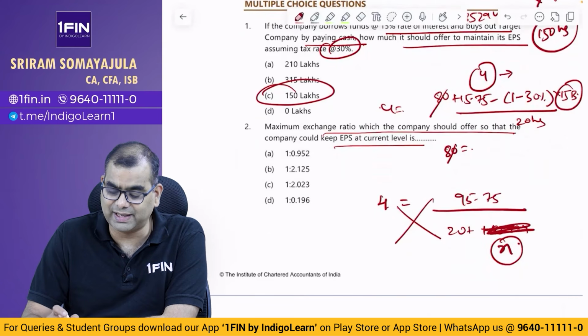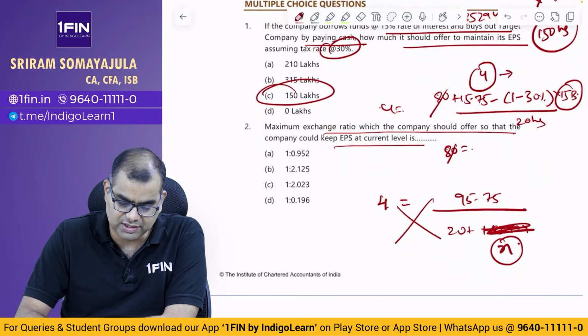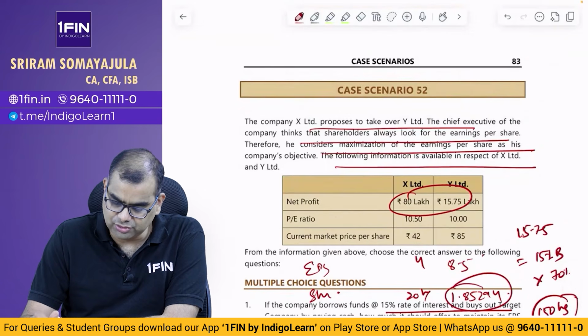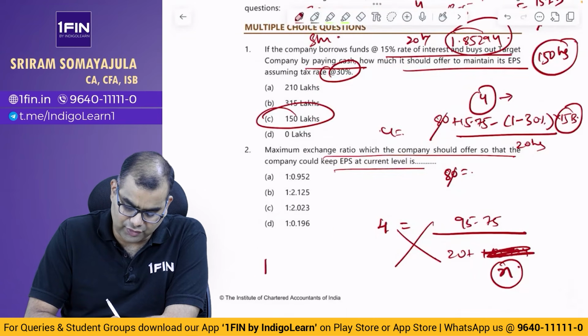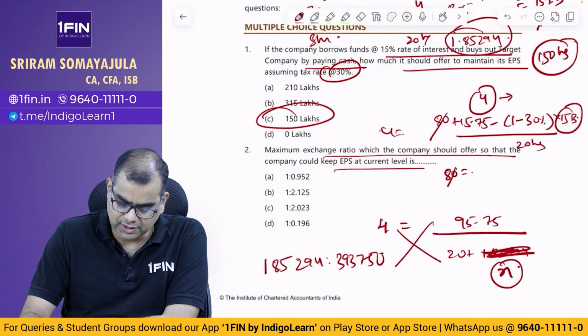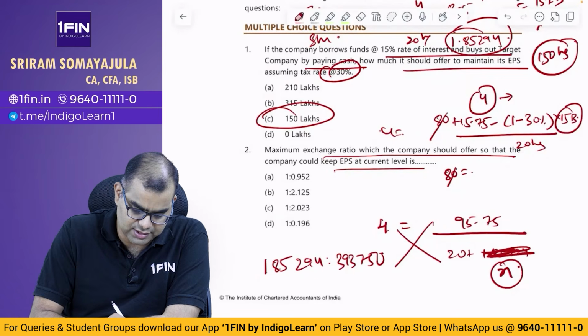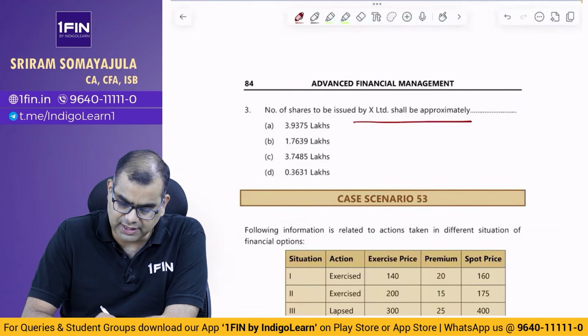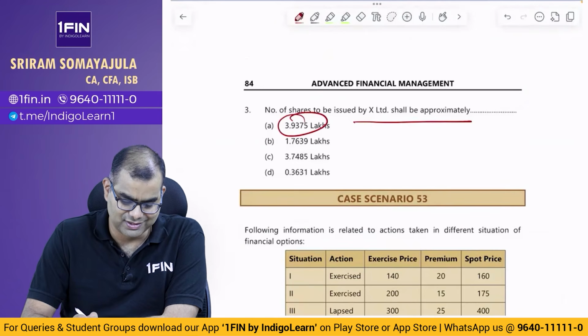So you're going to give 3,93,750 shares instead of 1,85,294 shares. So what is the swap ratio? 393,750 divided by 185,294 is 2.125. Is it there? Yes, 2.125. Next, number of shares shall be 3,93,750. I just now did that.